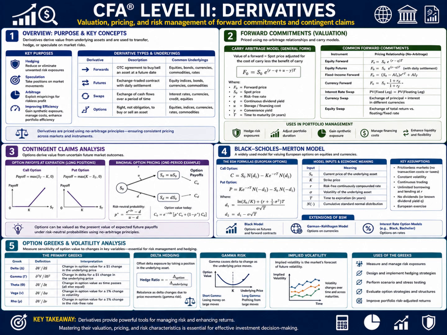Contingent claims analysis introduces option valuation techniques used to estimate the value of contracts whose payoffs depend on future market outcomes. Candidates study the binomial option pricing model and learn how to calculate no arbitrage values for European and American options. The curriculum explains how options can be valued as present values of expected future payoffs under risk-neutral assumptions. Candidates also identify arbitrage opportunities involving options and analyze strategies designed to exploit pricing inconsistencies.